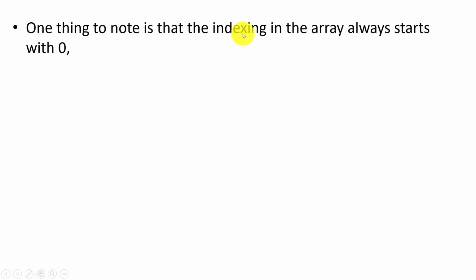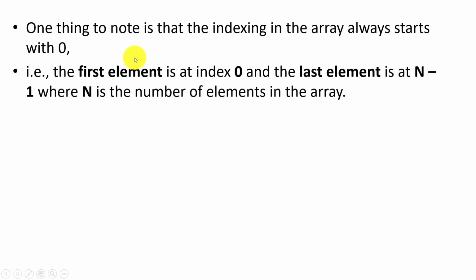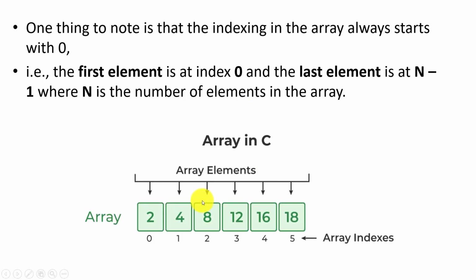So here indexing in the array always starts with 0, that is the first index is 0 and the last index is n minus 1, where n is the total number of array elements. So here the first index is 0 and the last index is 5, that is, the total is 6 elements, n is 6, 6 minus 1 is 5, and the array's last index I can refer to as n minus 1.